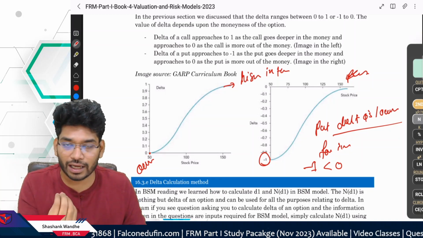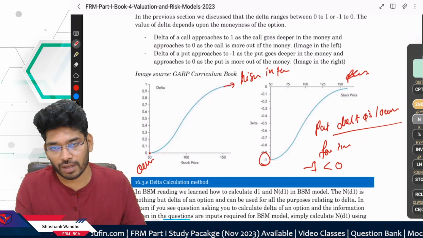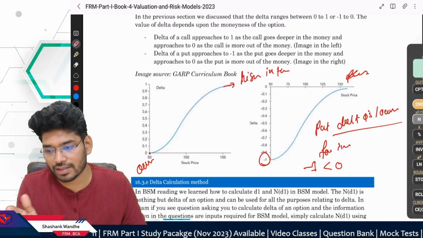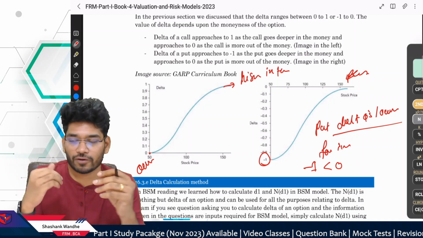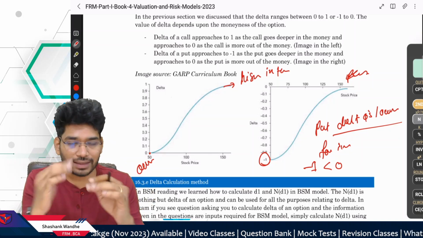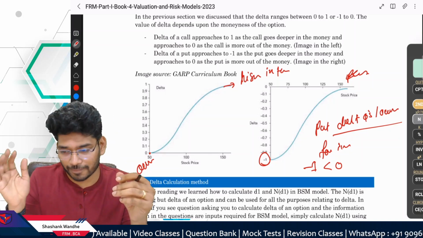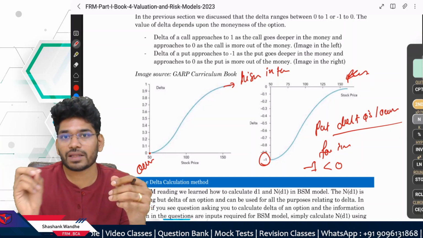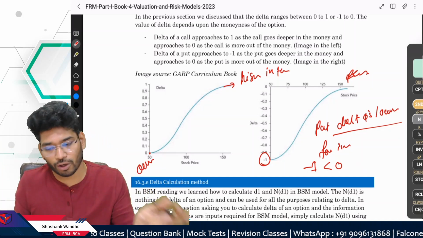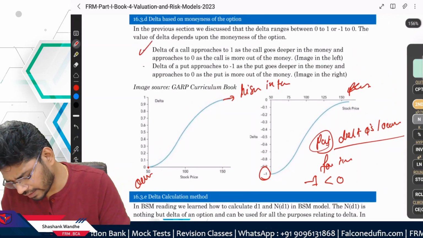I can use the word strongest for deep in the money and weakest for deep out of the money. But when you are seeing this graph, you have to always remember the statement: delta is lowest for a deep in the money put option, and delta is highest for a deep in the money call option. So that is for the put option and for the call option. This is again written here.